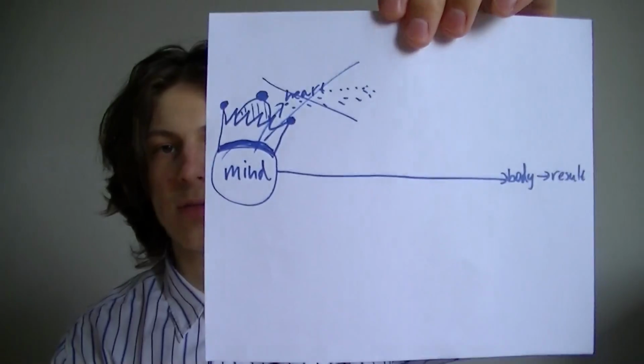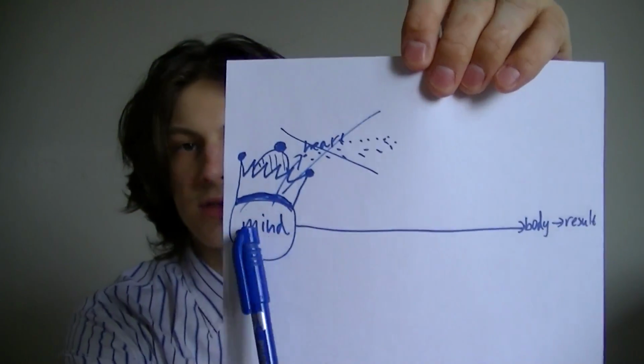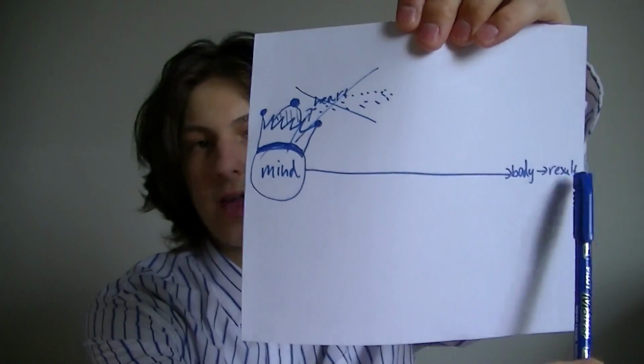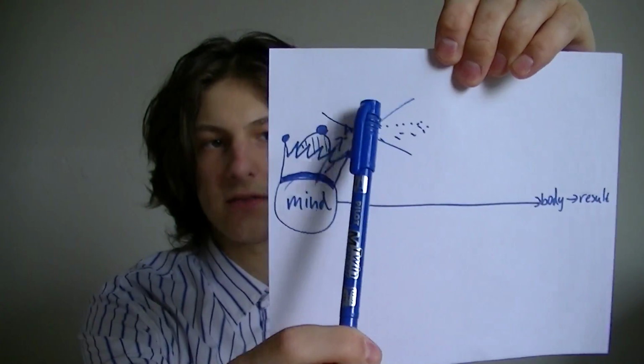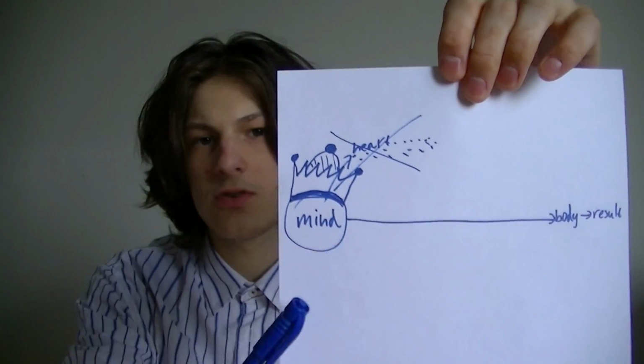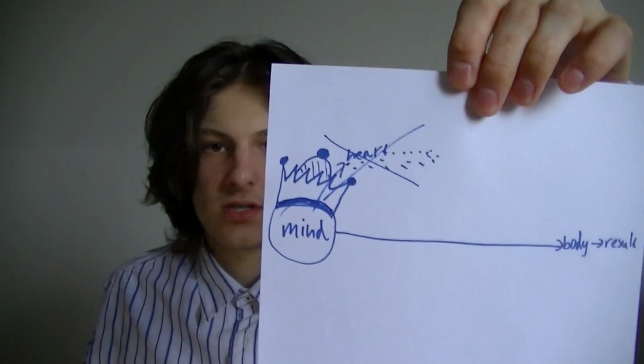When the mind sticks itself in the middle of everything, thinks it's the king, thinks it directly controls the body and then the results, and disregards heart and consciousness, then, well, you can't do conscious creation without consciousness. That just does not work.